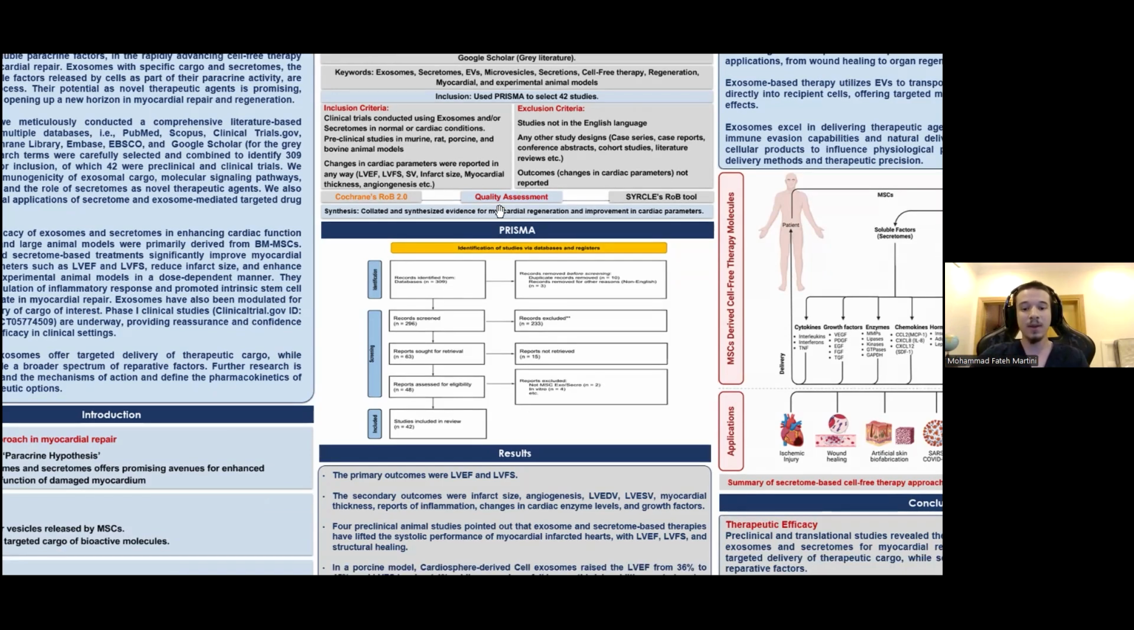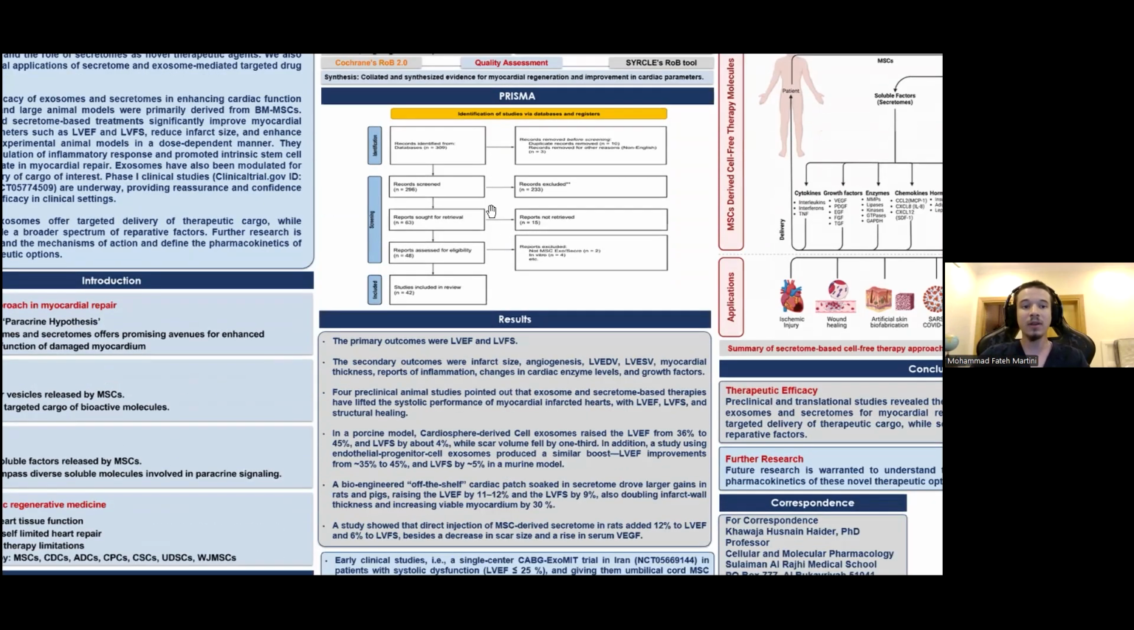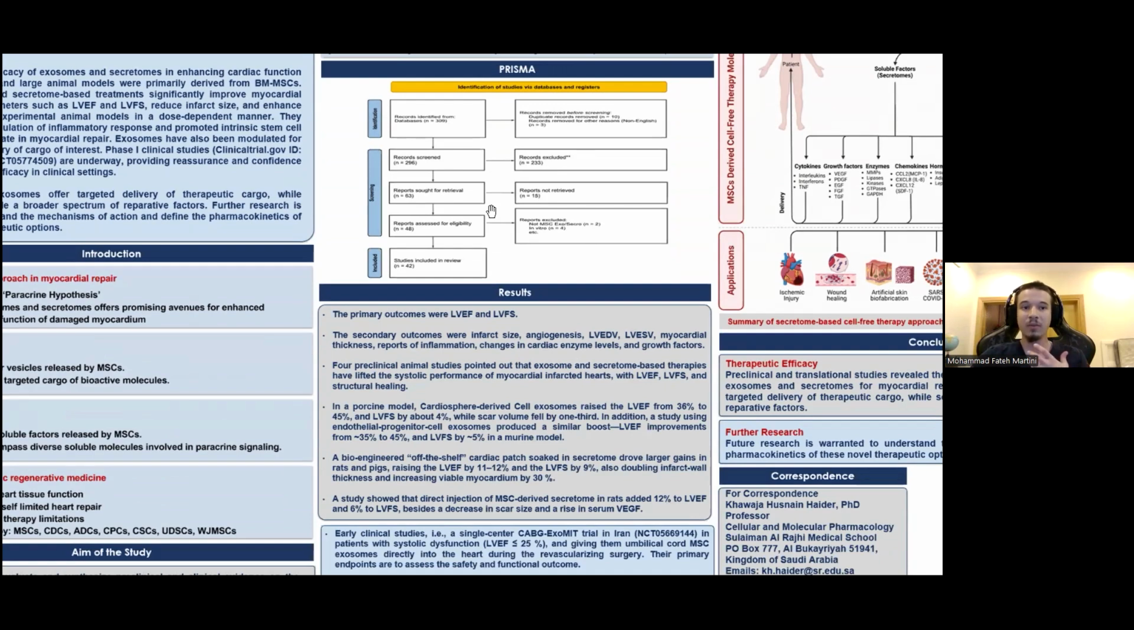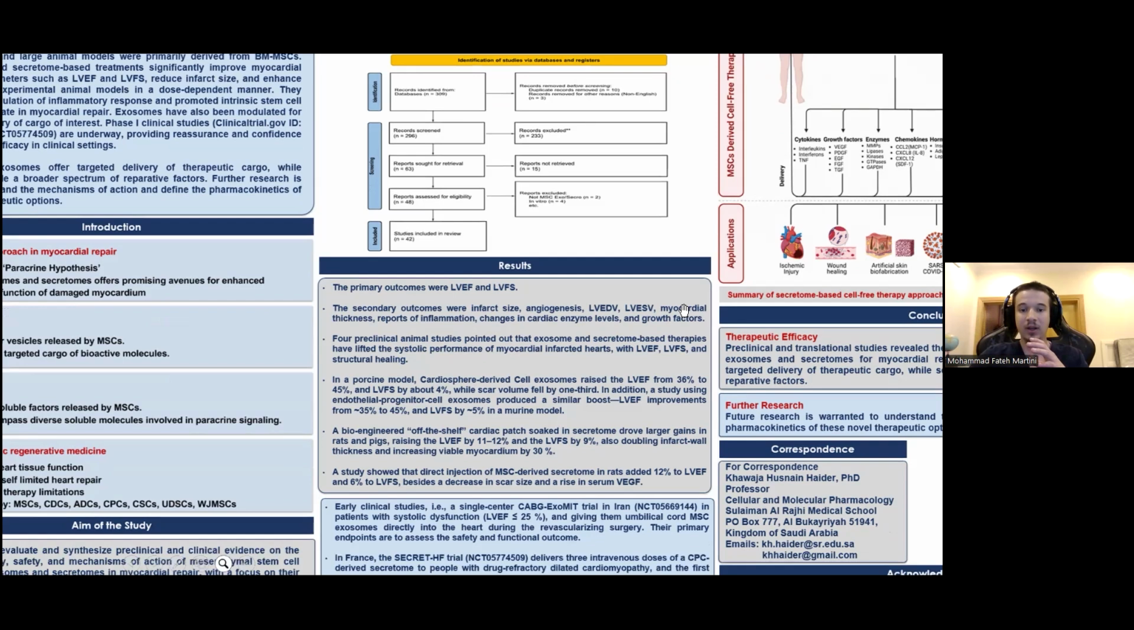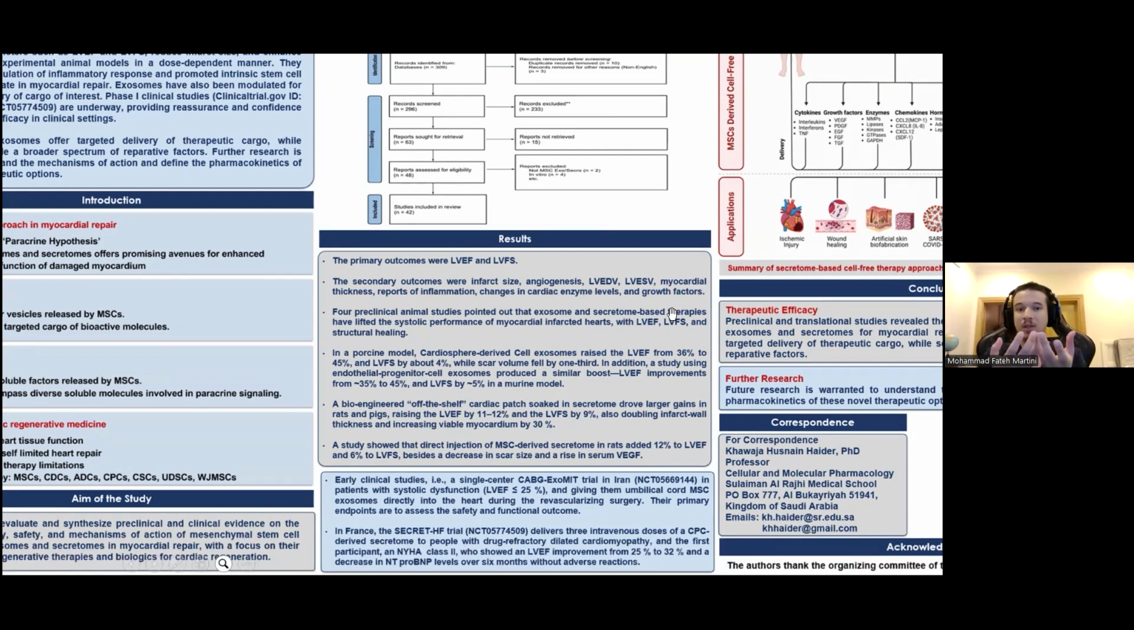For the results section, the primary outcomes of our study were left ventricular ejection fraction improvement and left ventricular fractional shortening, while the secondary outcomes were the other parameters like infarct size, angiogenesis, left ventricular end diastolic volume, end systolic volume, myocardial thickness, and the report of inflammation and change in cardiac enzymes.